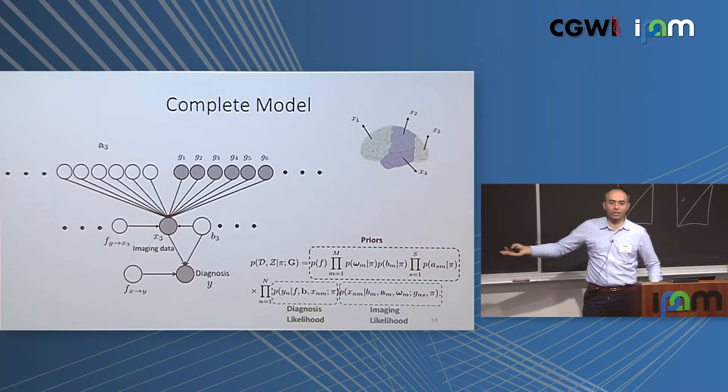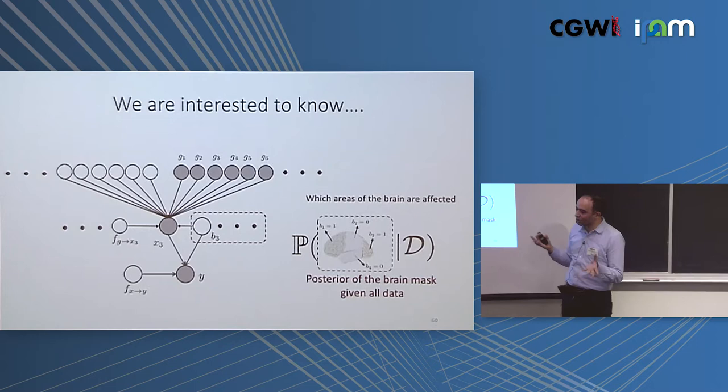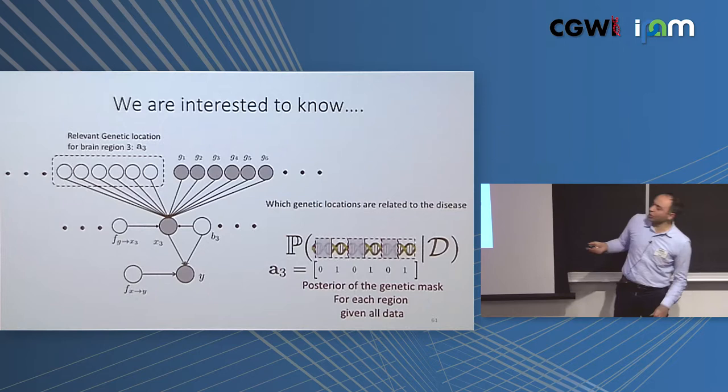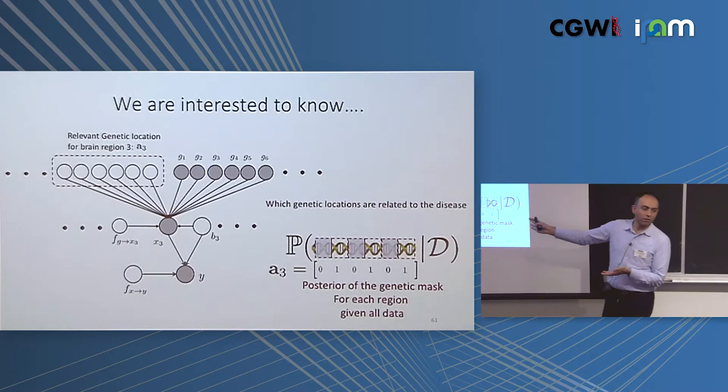And then what we are interested in at the end of the day is computing the posterior. We are interested in computing the posterior probability of the brain mask, the locations that are related to the disease and whose variation is genetically driven, because if you remember, this sits in between. And we are interested in computing this genetic mask that is per region. So at the end of the day, these are the queries that we have from this model: the posterior probability of this brain mask and this genetic mask.